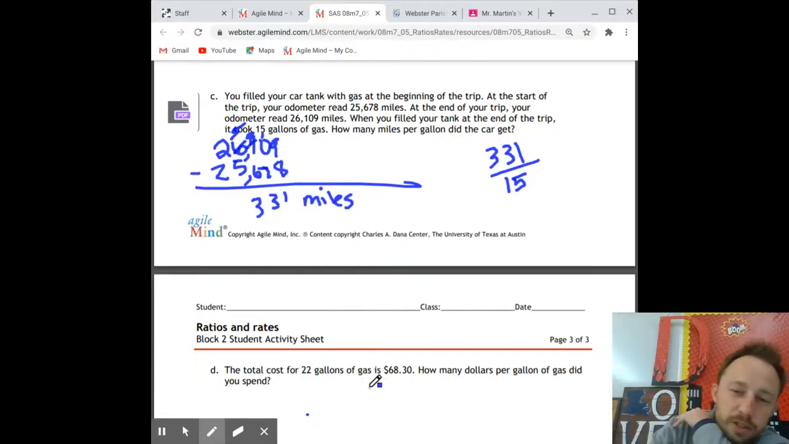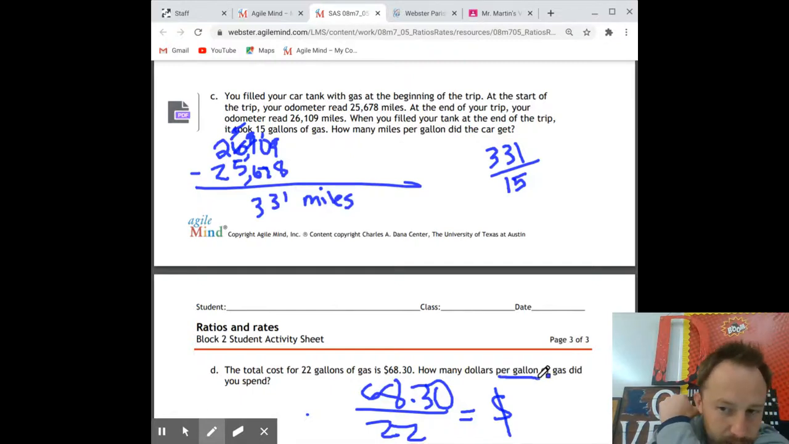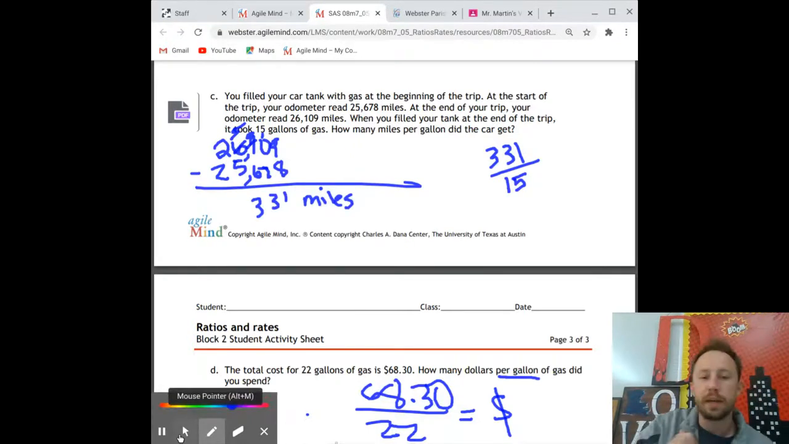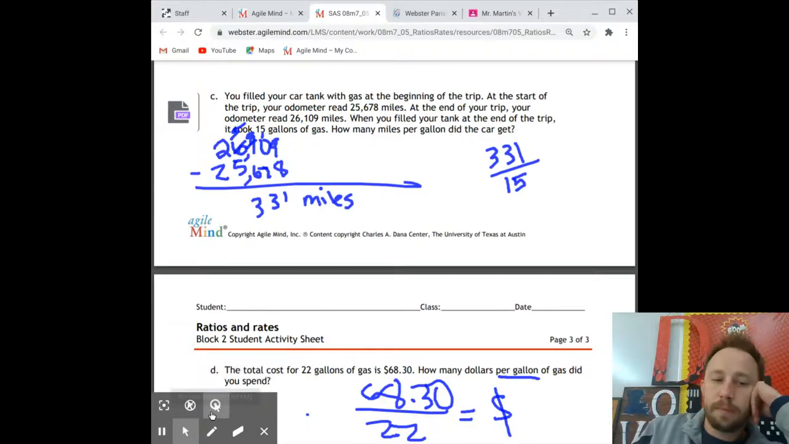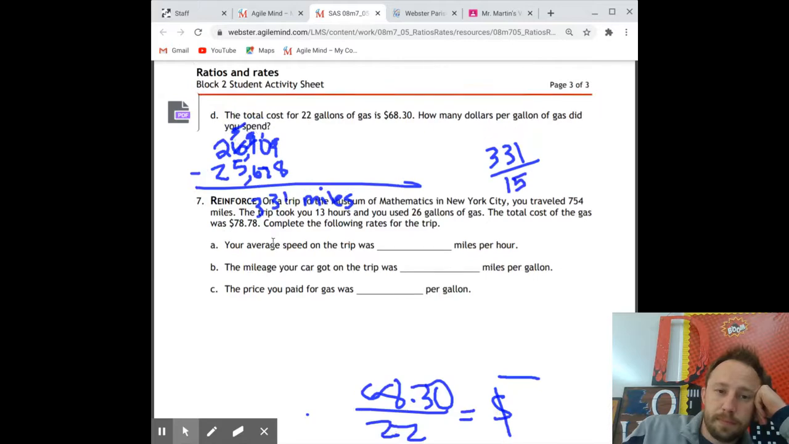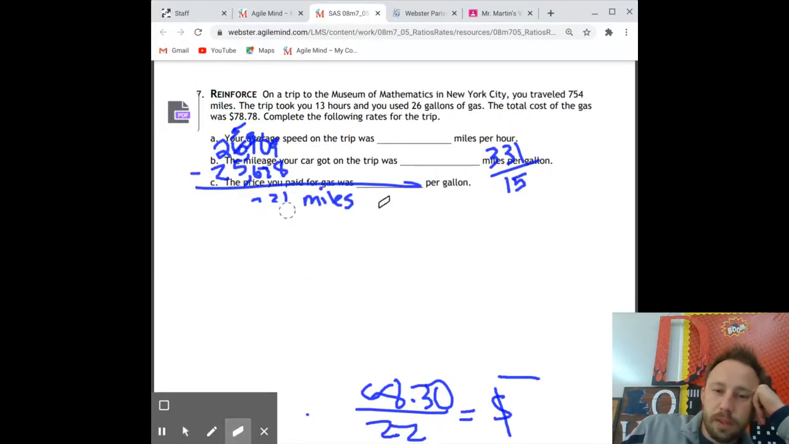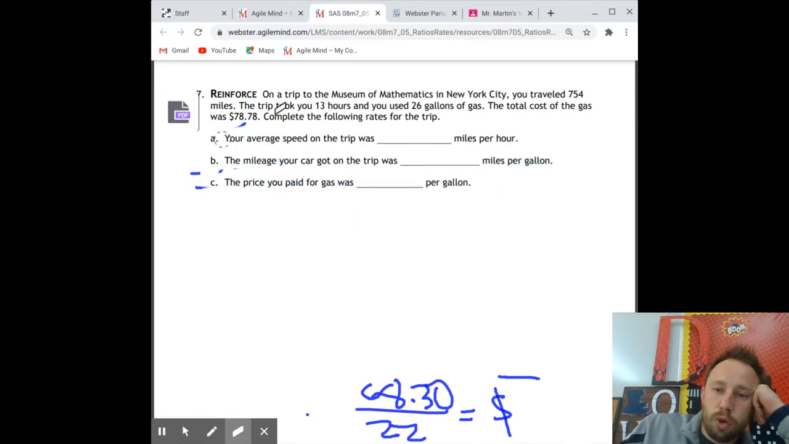So everybody needs to do $68.30 divided by 22 to get their answer for part D. And that's going to tell you how many dollars they spend per gallon of gas. All right. Anybody have a question about A through D? Everybody should see that we use the same operation for parts A through D. Isn't that right, Kalia? Yes, sir. All right. Let me erase this off the board.